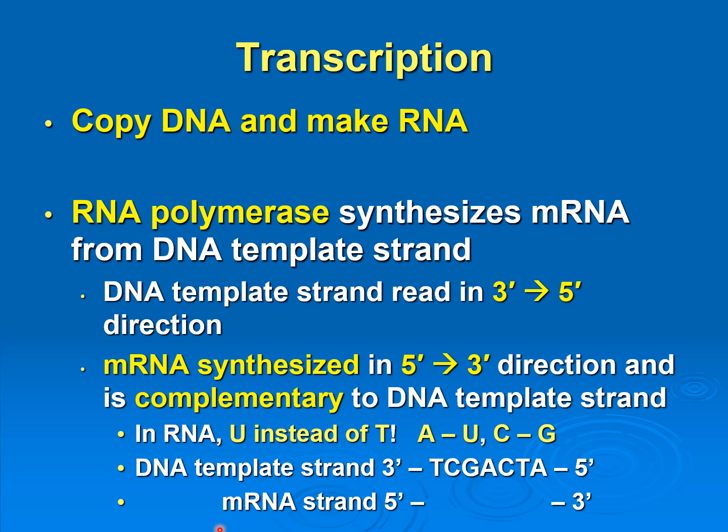Okay, so what we're going to be doing is we need to copy our DNA. Remember, the DNA is double-stranded, so we are going to be only copying one of the strands of the DNA. So we're going to be copying what we call the template strand. We're going to be copying the template strand in the 3 to 5 prime direction, and then we're going to be synthesizing or making the messenger RNA in the opposite direction, in the 5 to 3 prime direction. And the DNA template strand and the messenger RNA will be complementary to each other.